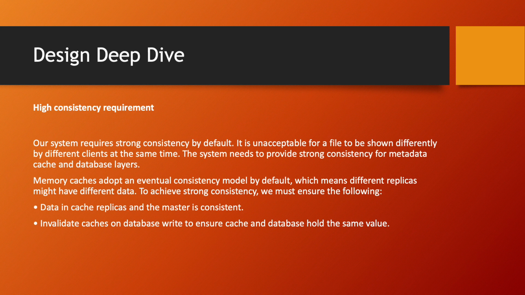High consistency requirements. Now, our system requires strong consistency. By default, it is unacceptable for a file to be shown differently by different clients at the same time. The system needs to provide strong consistency for metadata cache and database layers. Memory caches adopt an eventual consistency model by default, which means different replicas might have different data. To achieve strong consistency, we must ensure the following. Data in cache replicas and the master is consistent. Invalidate caches on database write to ensure cache and database hold the same value.